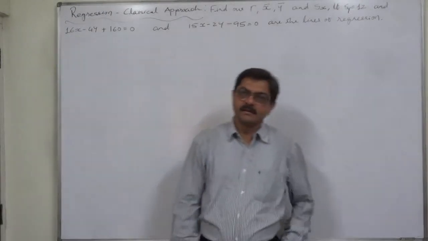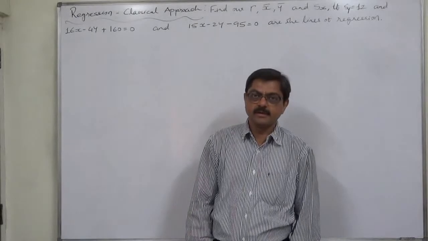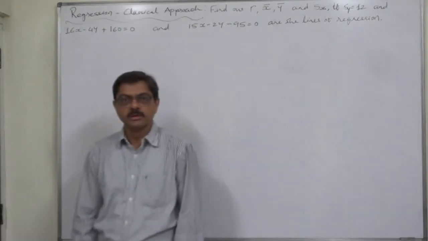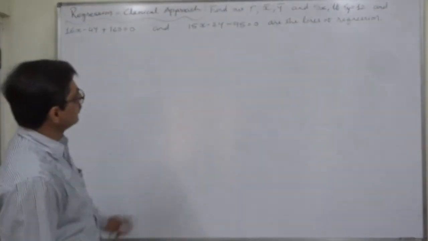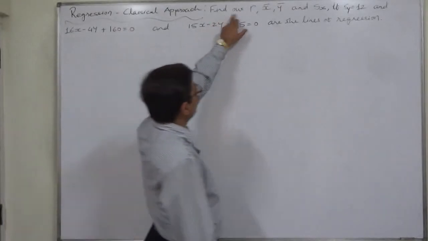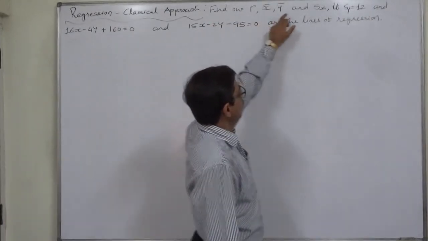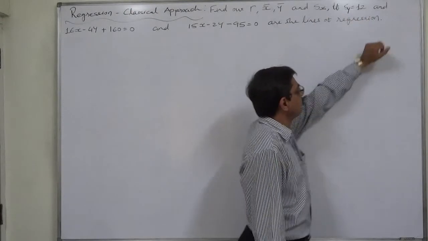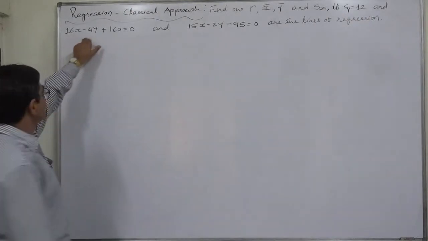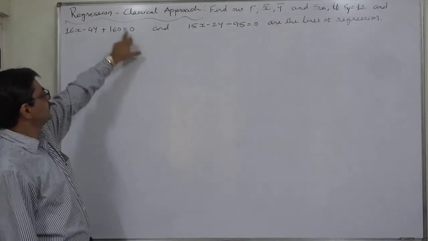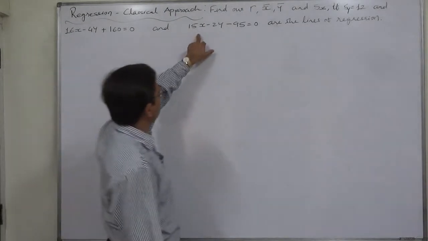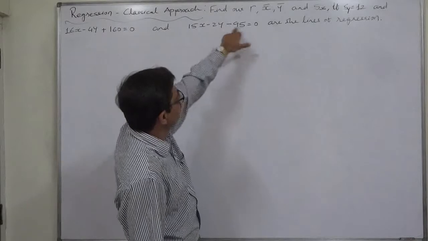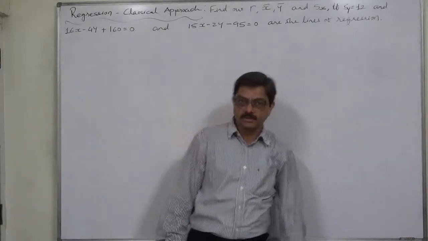Hello and Namaskar. Regression, linear regression, classical approach, and the case is: find out the coefficient of correlation, x bar, y bar and standard deviation of x, if standard deviation of y is 12 and 16x minus 4y plus 160 equals 0 and 15x minus 2y minus 95 equals 0 are the lines of regression.